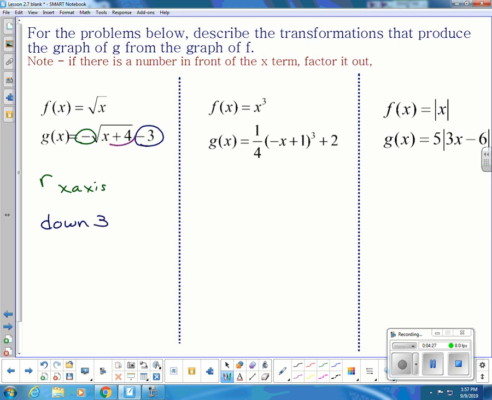Inside, we have plus 4. Which way? Left 4. So opposite, right? You would think plus means you're going to move to the right. No, no, no, you're going to move to the left. Do just one thing at a time.